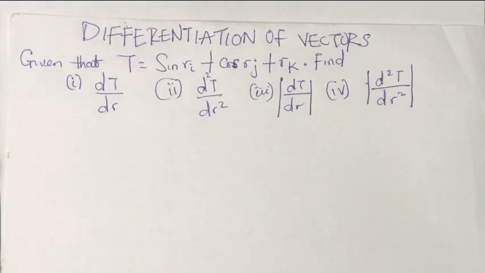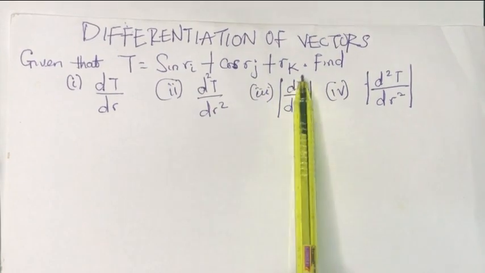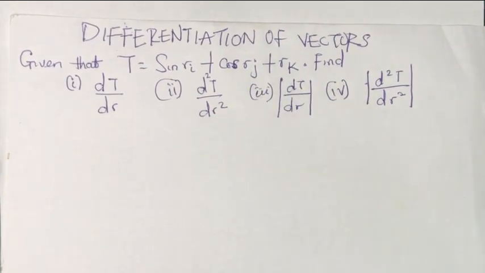One of the things you have to first know about this is that it is still the same way you differentiate normally in mathematics. So if you have not seen my video on differentiation, you can click on the link in the description of this video. The presence of i, j and k is what makes it a vector.